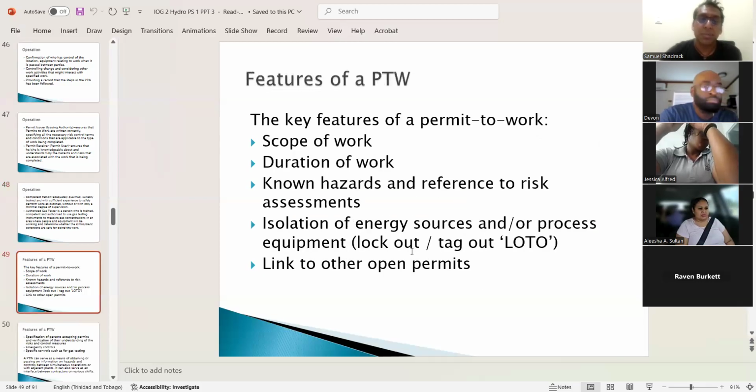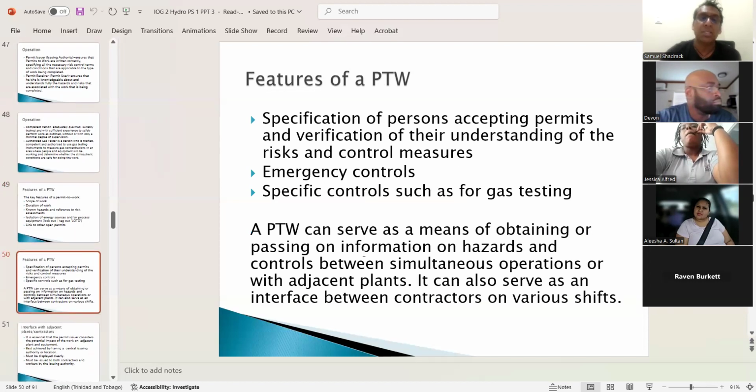So the key features of a permit to work include some of the headings: the scope of the work, the duration of the work, any known hazards, and has a risk assessment been done and is it attached? Details of any lockout and tagout or isolation procedures. Is there a link to other work that is taking place or other open permits? Specification of the persons accepting the permits, emergency control, specific controls such as for gas testing. So all of those are things in the permit that must be filled out before the work is done.